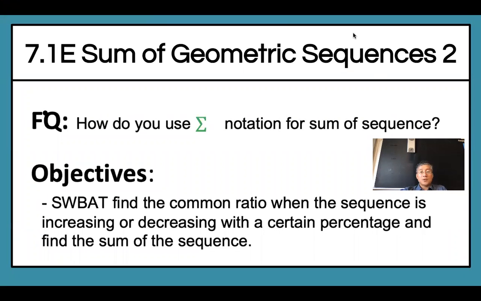Hi everyone, today we are going to talk about 7.1e, sum of geometric sequences, second part. Today you are going to find the common ratio when the sequence is increasing or decreasing with a certain percentage, and find the sum of the sequence.